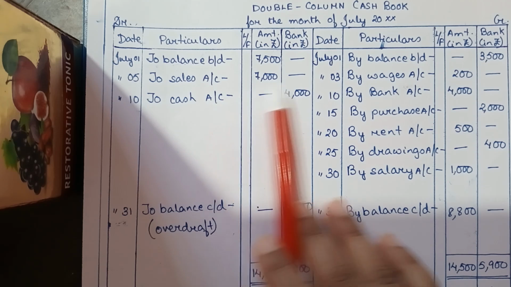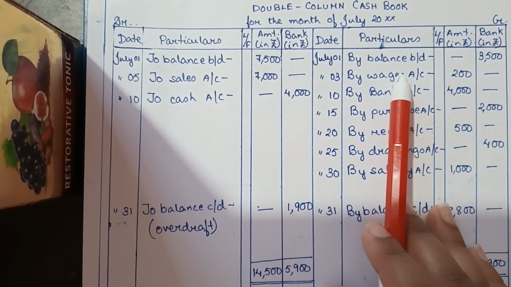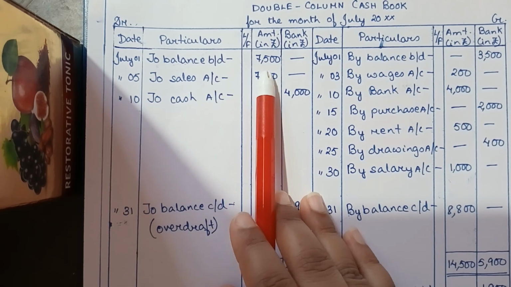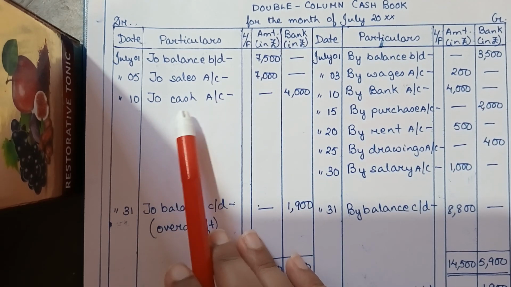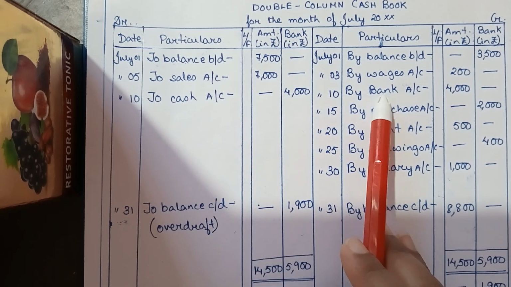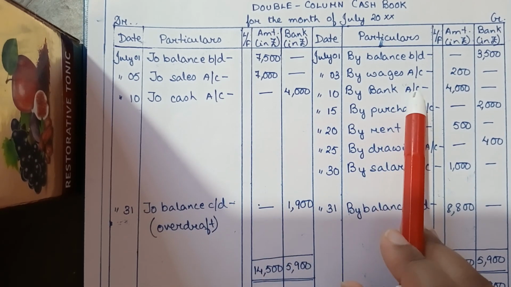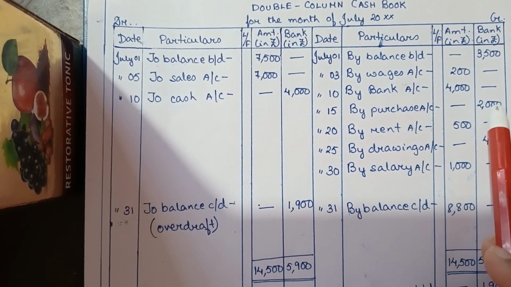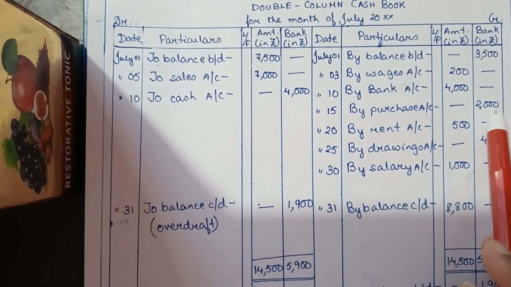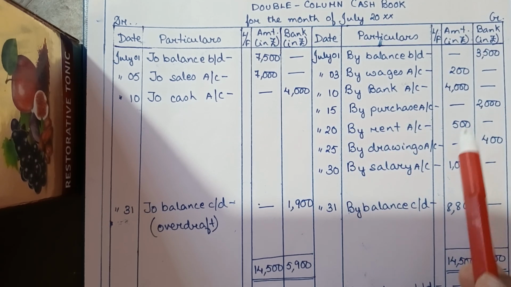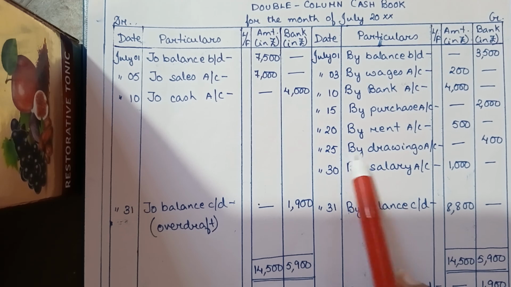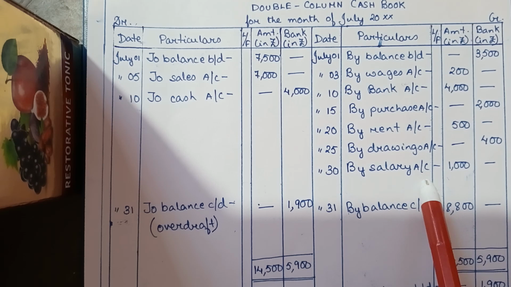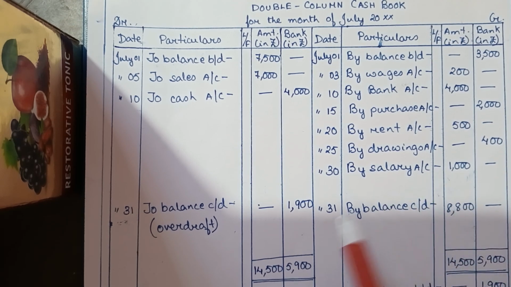So here you see for wages, wages to cash, you have to write down the amount. Cash sales, you have to put the amount. This is bank to cash, a contra entry for deposits into bank. Then purchase account, you have to put the amount in the bank column. Rent account, you have to put the amount in the cash column. Then there is drawings, you have to put the amount in the bank column. Then salary, you have to put the amount in the cash column.